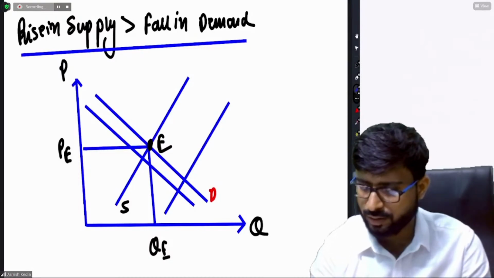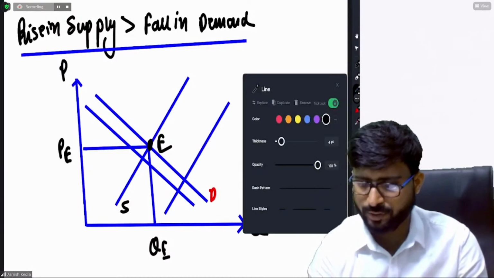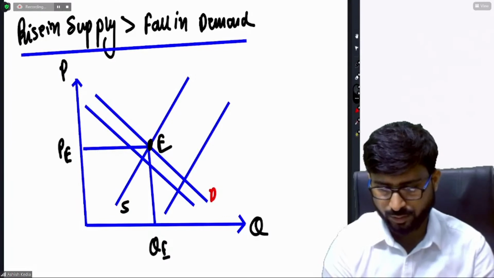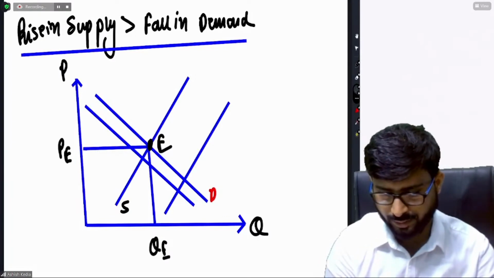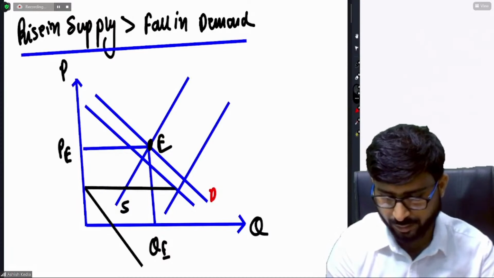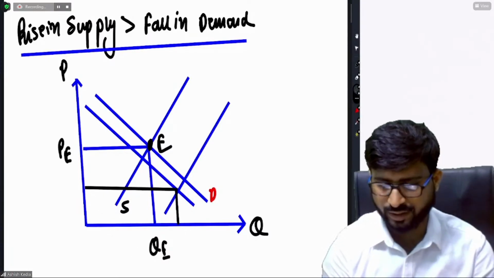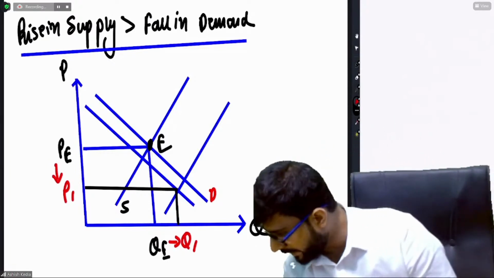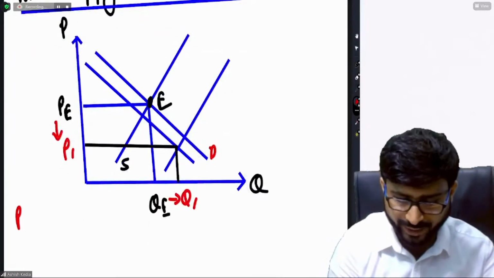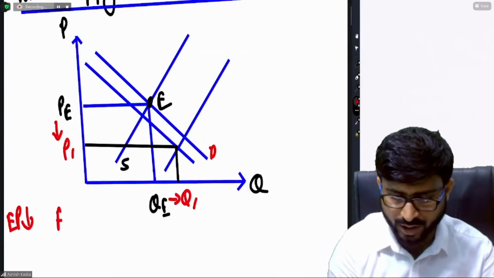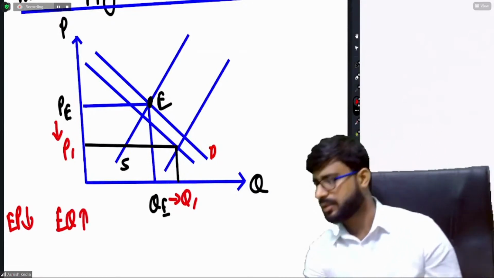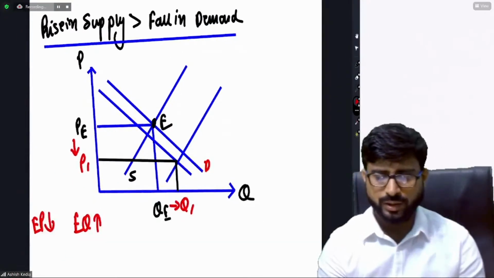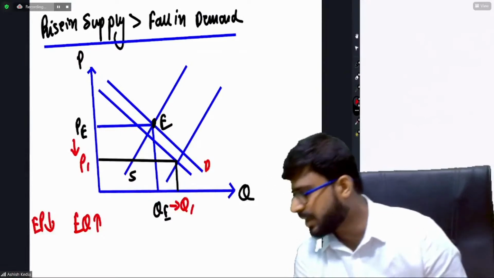So friends, if you see, if I use black color now, you can clearly see the intersection. Yes or no? So as you all had answered, correct. Equilibrium price will fall, equilibrium quantity will rise. Correct answer. Very good. Very, very good. Now let's reverse this scenario. Everyone, have you done it?